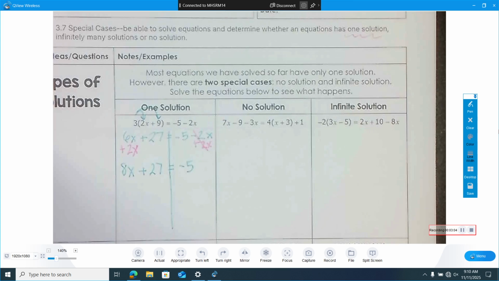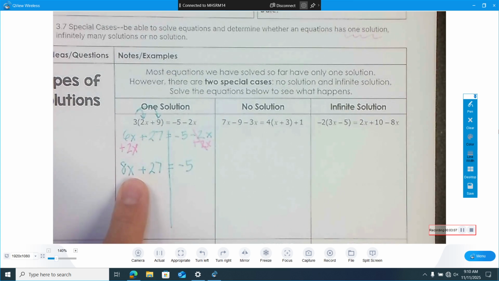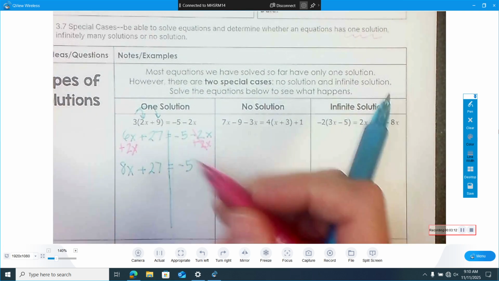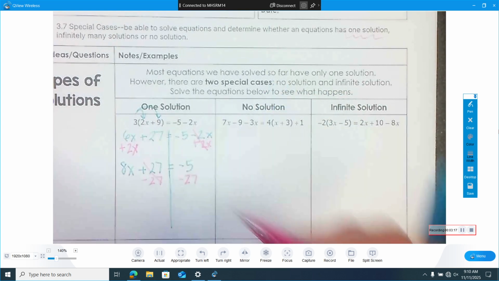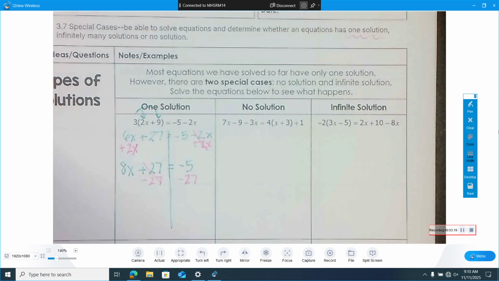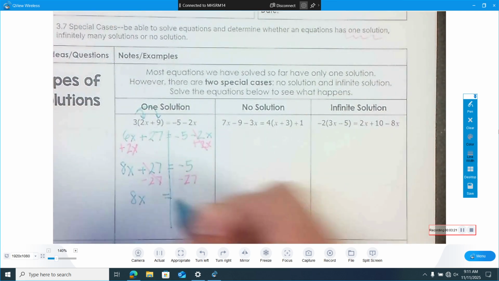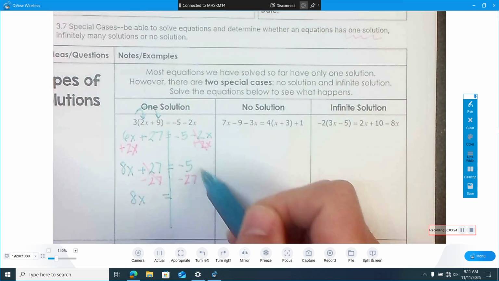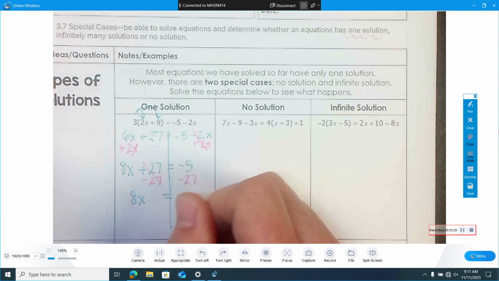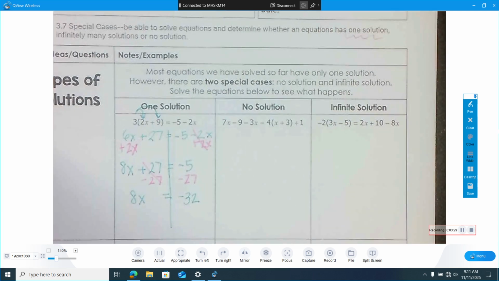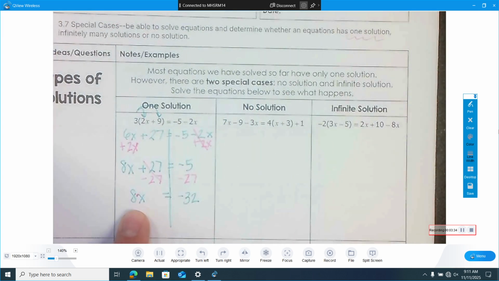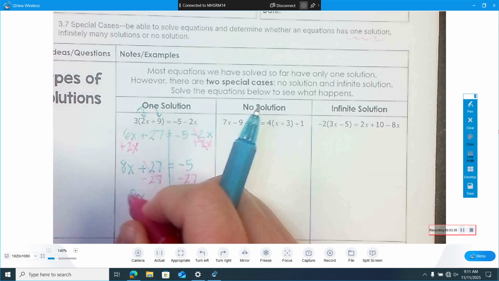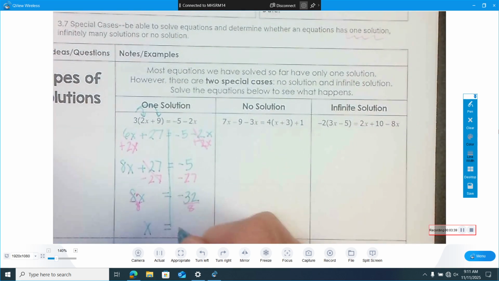And then now, all the letters, they just are lonely folk. They want to be all alone. So what are we going to get rid of? 27. So we're going to subtract the 27 to move it to the other side. Positive 27 and -27 disappear. We're left with 8x. This is a whole lot of negatives. How many negatives we got? -32. Very good. And then, again, this is 8 times x. How do we get rid of times by 8? Divide by 8. Okay, excellent. So that x is all alone. We get, good job, x equals -4.